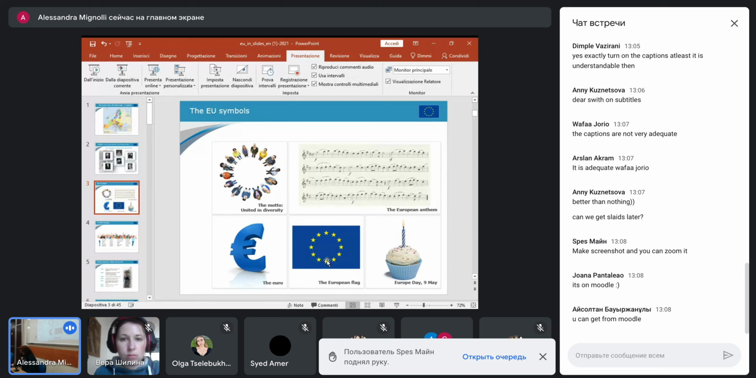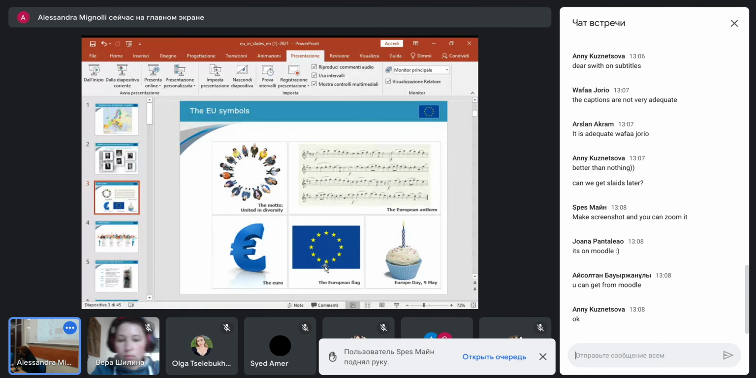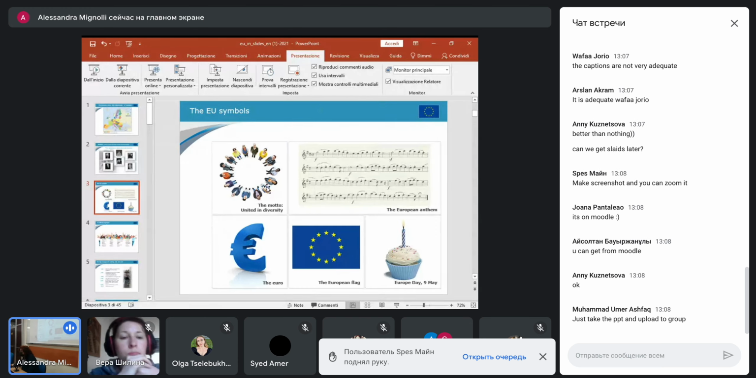You have seen it everywhere, no? In all domestic institutions, there is the European flag, then the euro. This is the symbol of the euro. And the motto of the European Union, which is united in diversity.